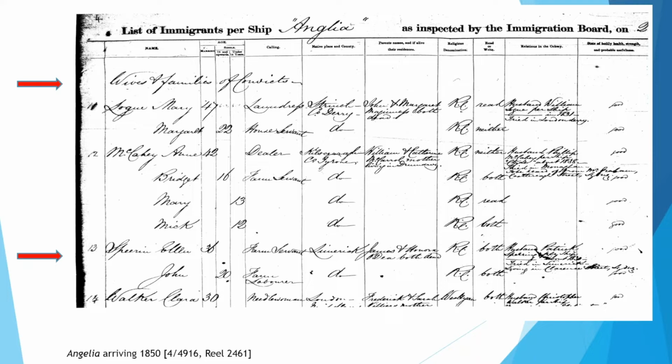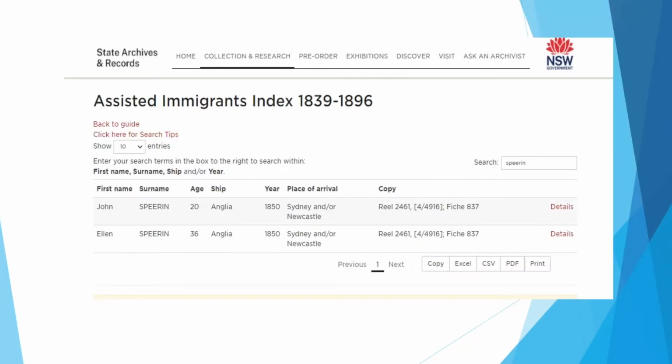Now, just as a little side note to this, Patrick arrived as a convict in New South Wales in 1831, so he isn't reunited with his family until 1850. So if you think about it, his son would have been 1 or 2 years old when he last saw him. So yes, it would have been quite a good reunion. Now, because they have come on an assisted immigrant ship, they also appear in our Index to Assisted Immigrants, 1839 to 1896. So you can see John and Ellen Spearin there on the Assisted Immigrant Index.